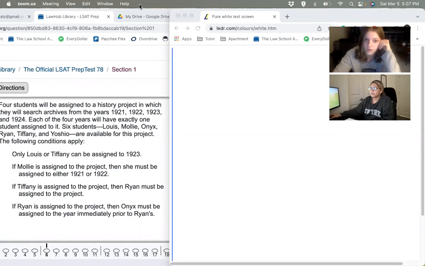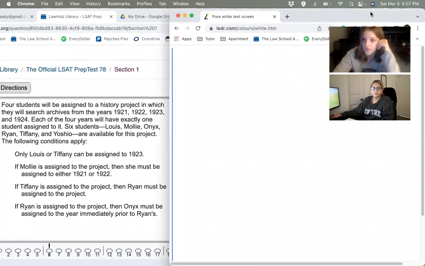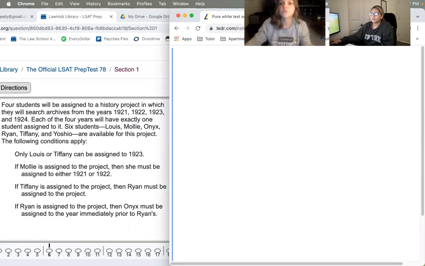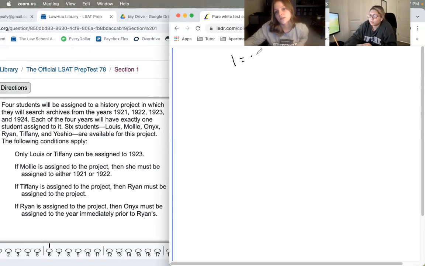Okay, so doing circle slash for this, just as a refresher, circle slash, it's where we have two groups. So we have to put our variables either being picked or not picked. And in this game in particular, we have to select exactly 4 out of the 6 students to do this history archive project. So for our circle and our slash, slash means that they are not picked, and circle means that they are picked.